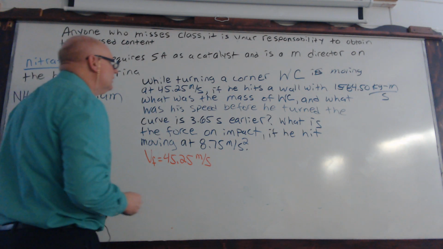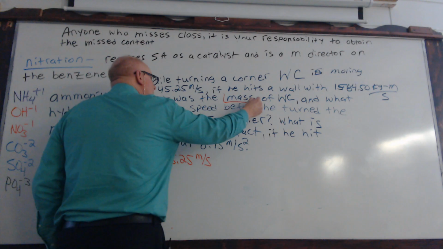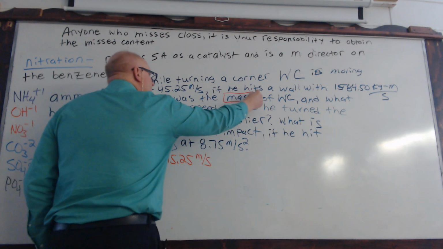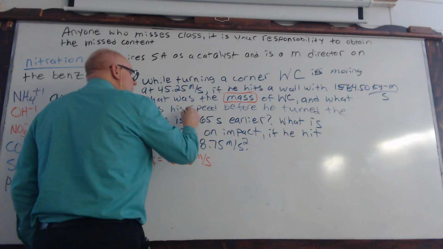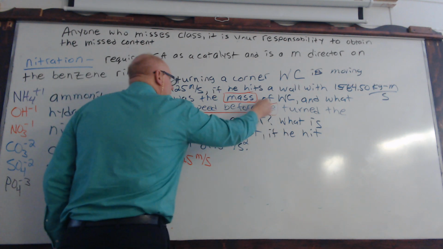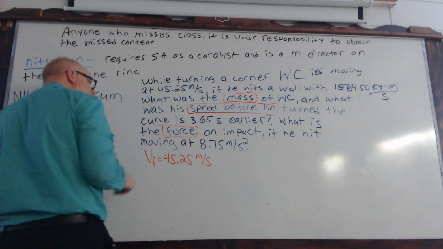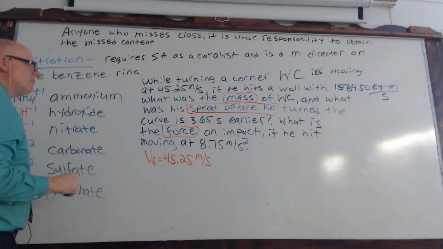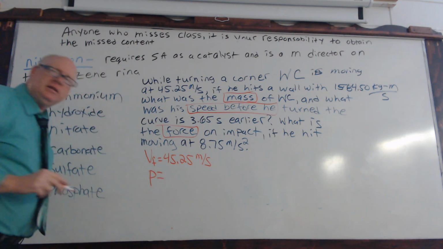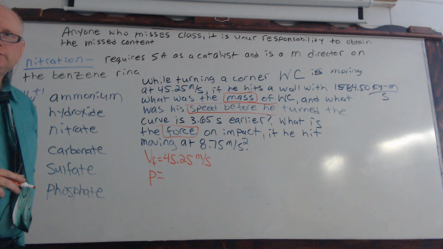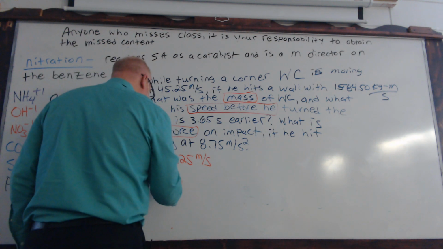That's right, because when we look at this, what was his mass? We're looking for that. What was his speed just before he turned? And then finally, what is the force? So what else do we know in this problem? Your momentum. How do you know it's your momentum? Because of the label. Okay. So what's your numbers then?